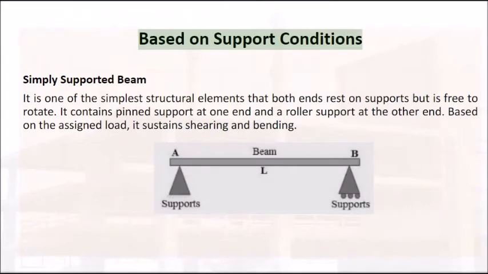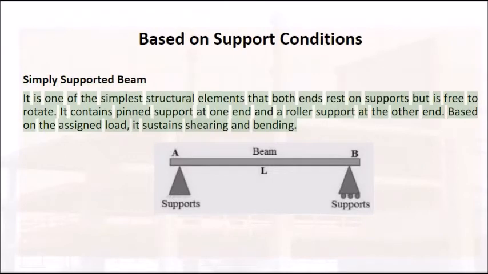Based on support conditions. Simply supported beam. It is one of the simplest structural elements, where both ends rest on supports but are free to rotate. It contains a pin support at one end and a roller support at the other end. Based on the assigned load, it sustains shearing and bending.